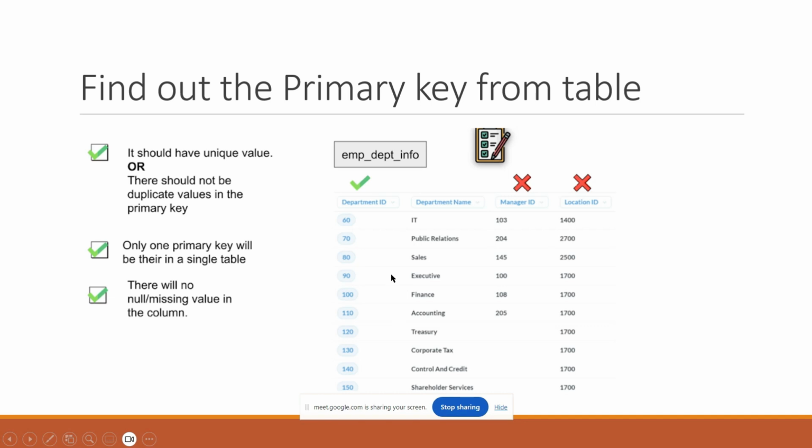So if any column is satisfying these 3 rules, we can consider it as a primary key. Here in this table, only the department ID column is satisfying all three conditions: no duplication, no null values, and one column per table, which is the primary key. So we can consider department ID as the primary key.